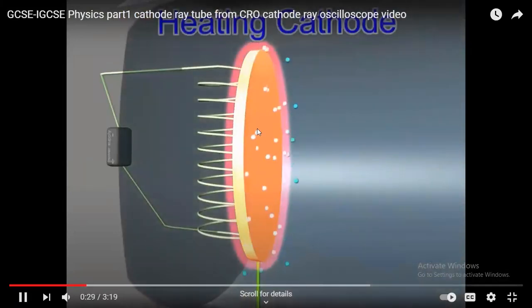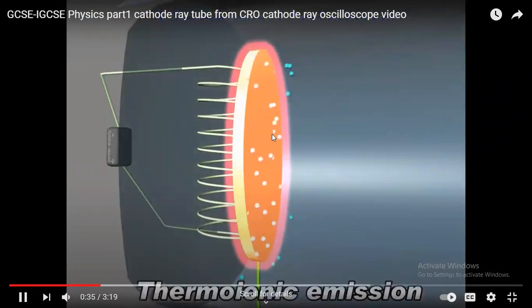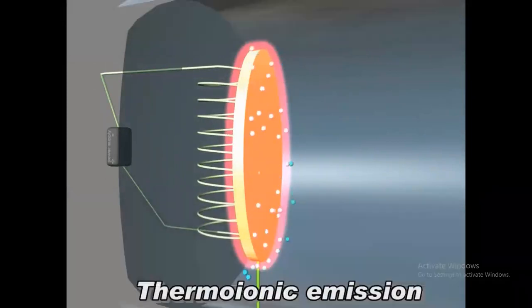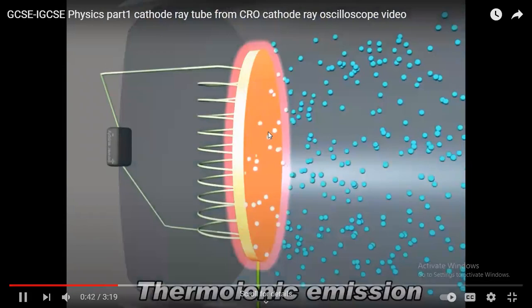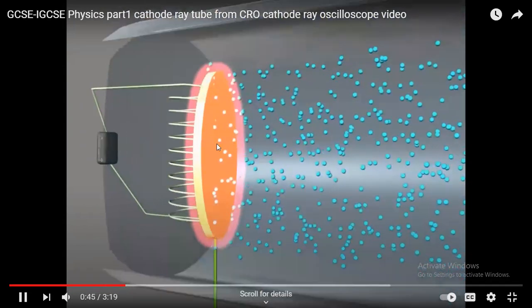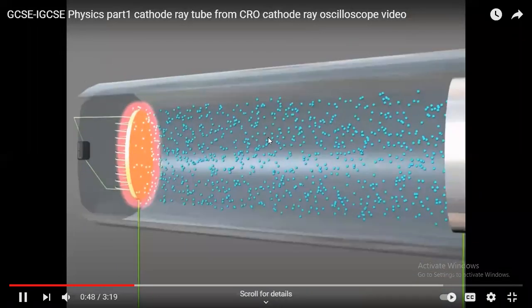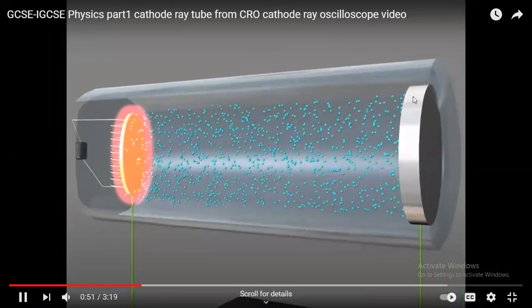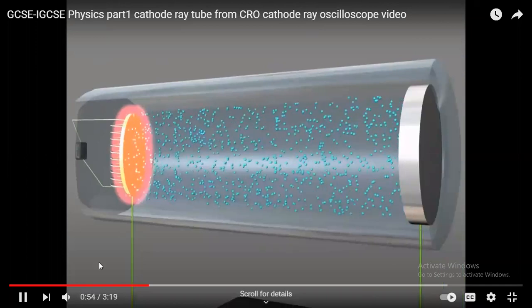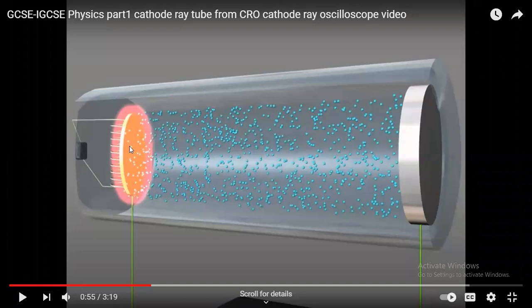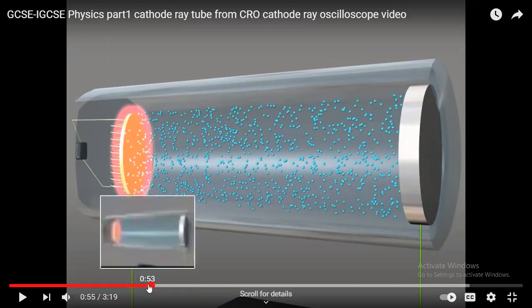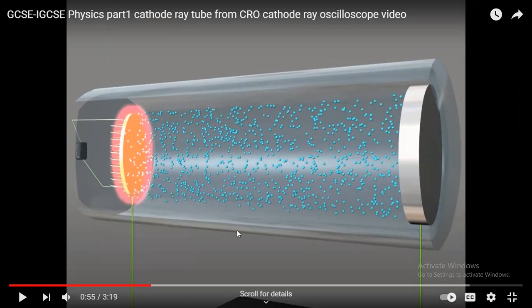When the cathode is heated, electrons are going to be emitted. These electrons are negatively charged, so they are going to be repelled from the cathode and attracted towards the anode. Why are they moving towards the anode? Because the anode is positively charged. It has a positive charge because it is connected at a positive terminal.